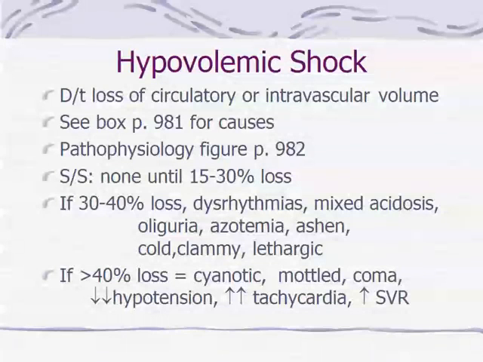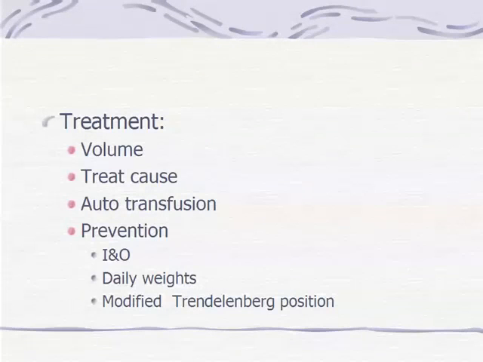If you lose greater than 40%, your patient will be cyanotic, mottled, in coma, hypotensive, very tachycardic, with a very increased systemic vascular resistance. It will be a major, major problem. The first symptom, as I said, will be restlessness, a change in your level of consciousness, but from then on, it starts to go downhill. Treatment, give them fluids.